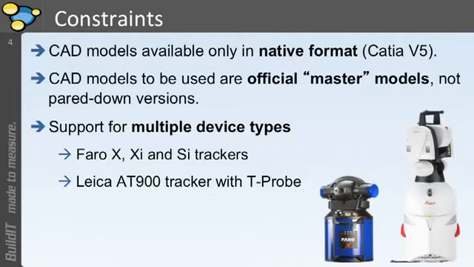And also, because the different stations were sometimes configured differently in terms of the hardware that they used, we had to support different device types, so different models of Faro trackers, and also, in the case of the 330 GMF, support a Leica tracker with a T-probe as well.